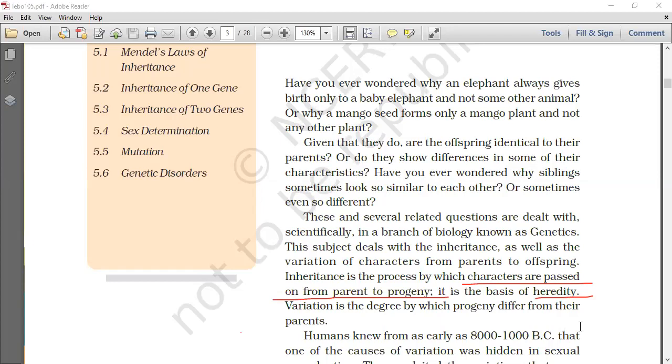Then variation. Variation is the degree by which a progeny differs from their parents. So parents and offspring don't look completely similar. They can't be like a clone. Some variations can be seen. So genetics deals with this heredity and variation.